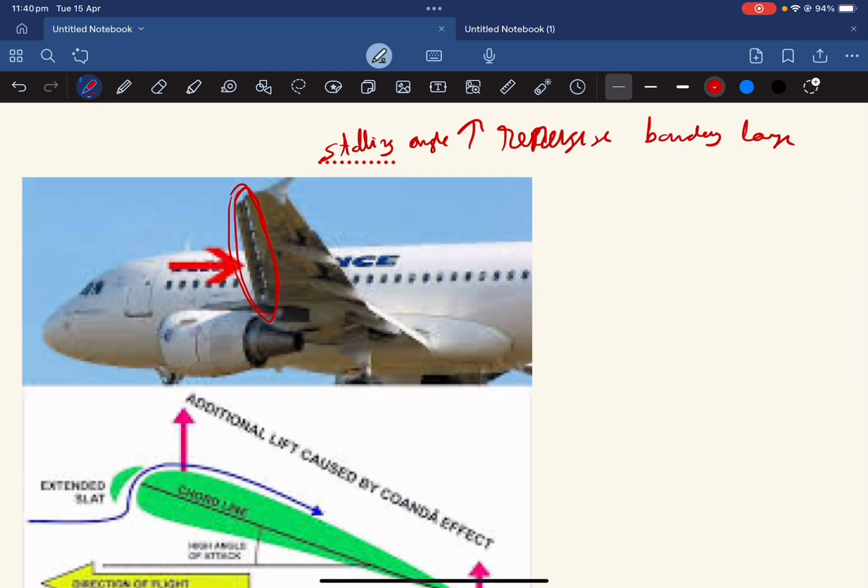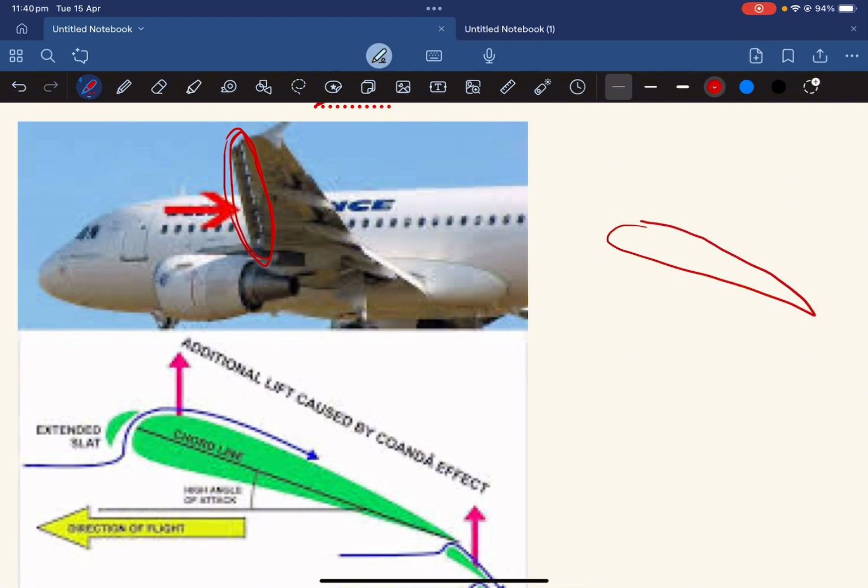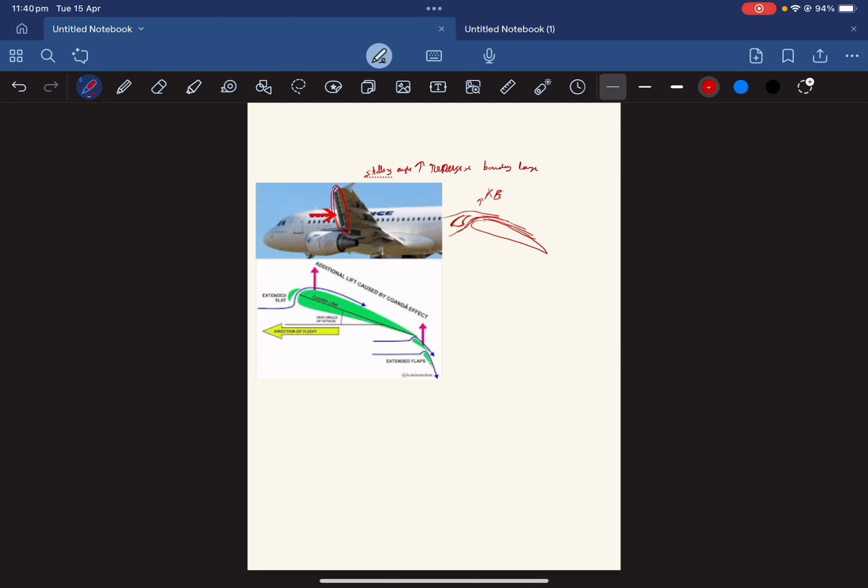How do you do that? As I told you, let's say this is your aerofoil, and this is your slat. You see this opening over here, and it allows airflow to pass through it. This airflow adds energy to your boundary layer and delays separation. It's adding kinetic energy to your boundary layer, so the main idea is that your boundary layer is not separated until a higher angle of attack.